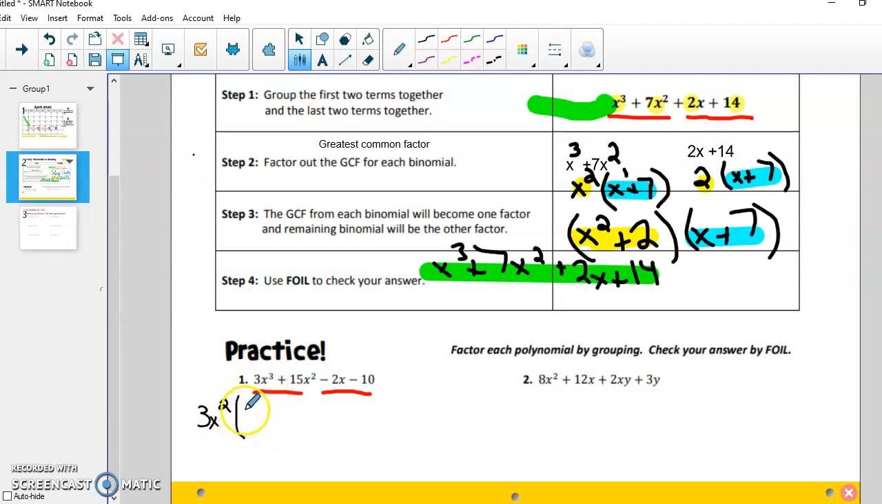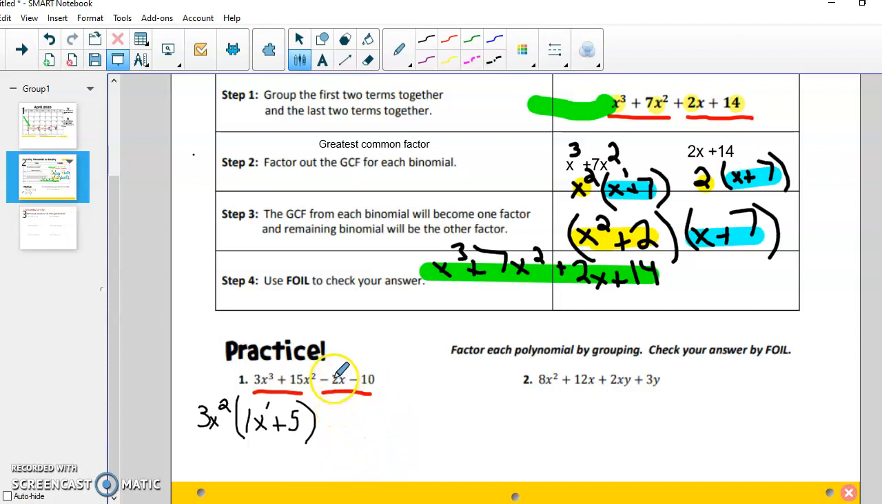When I do that, I'm going to take the 3 divided by 3 to give me a 1. X cubed divided by x squared leaves me with x to the first, remembering to subtract those exponents. 15 divided by 3 is going to leave me with 5, and then those x squareds are going to cancel out. I do that same greatest common factor process with my second set.